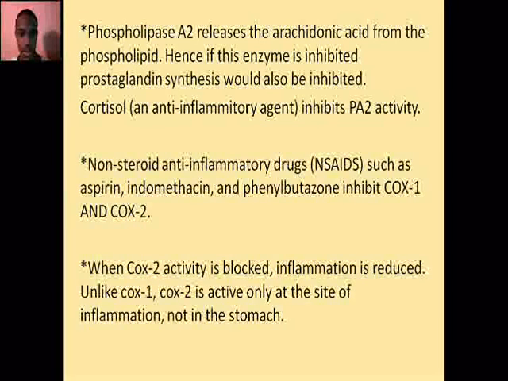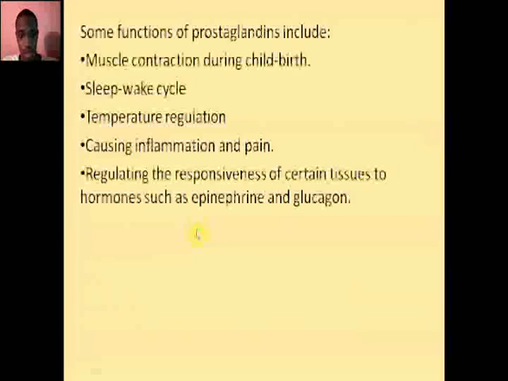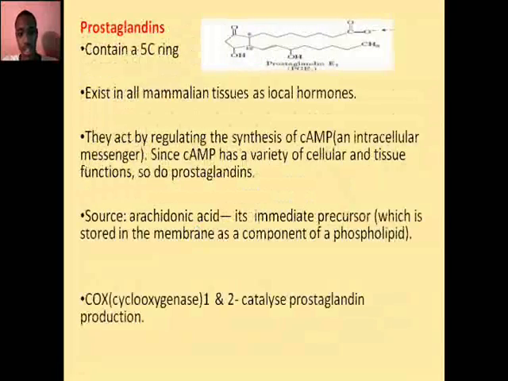Now, another class of drugs, non-steroidal anti-inflammatory drugs, that's the abbreviation for it. These include substances such as aspirin, indomethacin, and phenylbutazone. And these drugs inhibit COX-1 and COX-2. And now we said that COX enzymes are very important in catalyzing prostaglandin production.